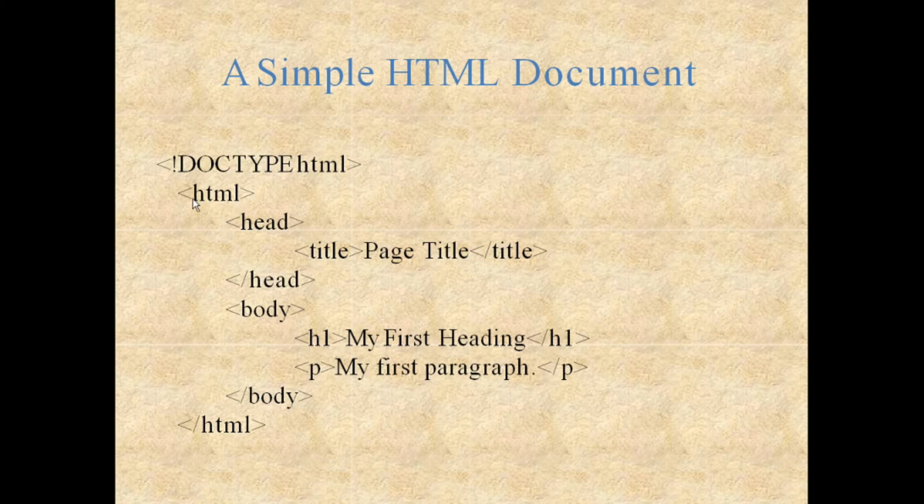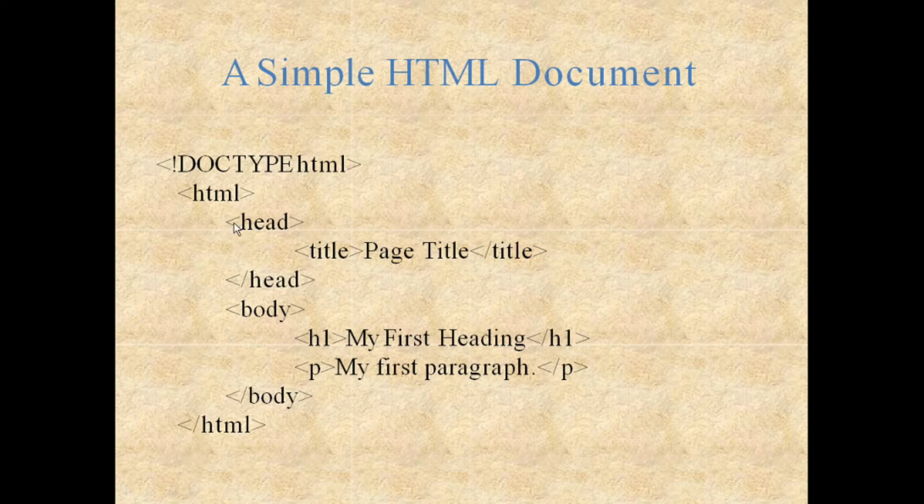The next element we have here is HTML. HTML is the root of an HTML document. Every HTML document should have a starting HTML element and a closing HTML element. To identify a closing HTML element, it will have a slash before the element name. So this is the starting HTML and this is the closing HTML element, or you can say starting tag name and closing tag name. How to identify the closing tag name? You will have a slash.